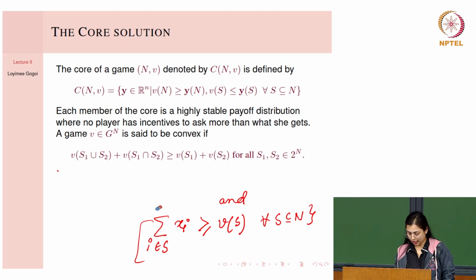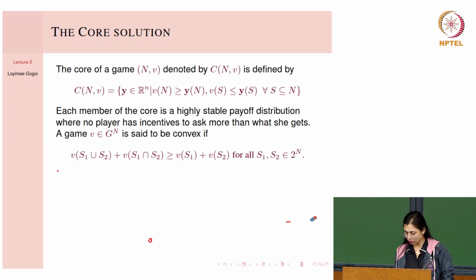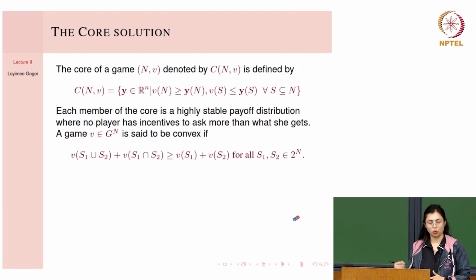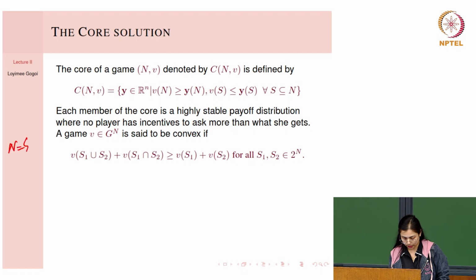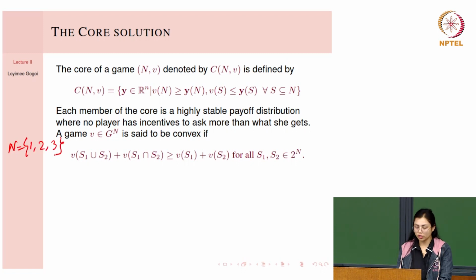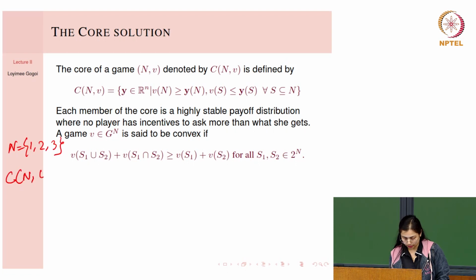Okay, this is actually the general definition. So I am just going to give you, in the case of three players, what the core solution would be. Suppose we have these three players 1, 2, 3, right? The core solution could be like this. So it will satisfy these conditions.